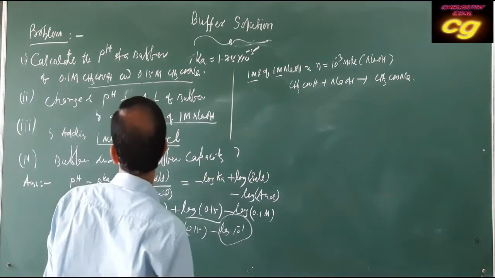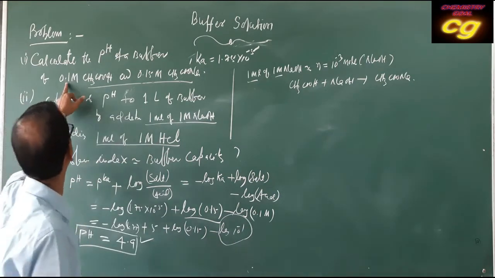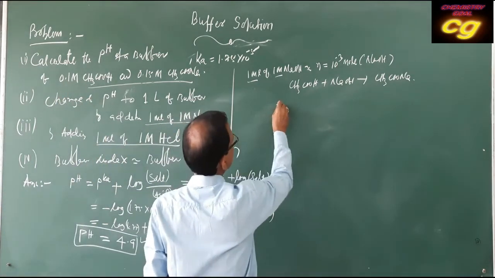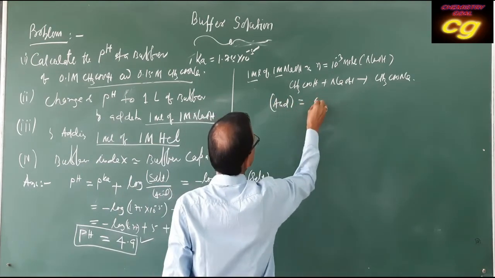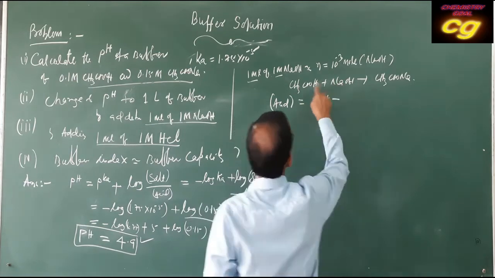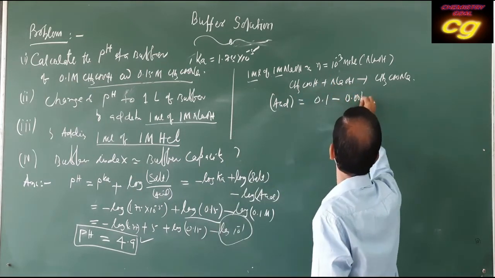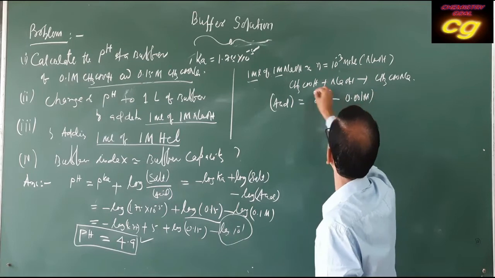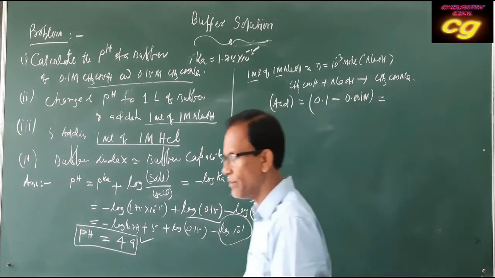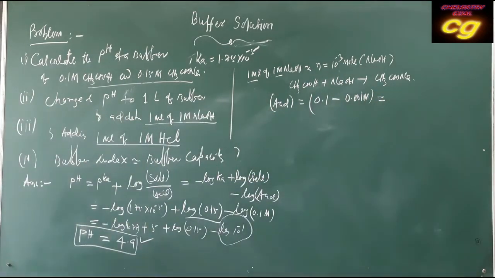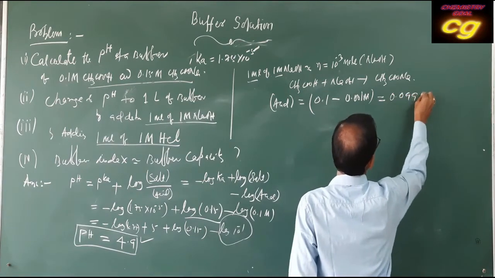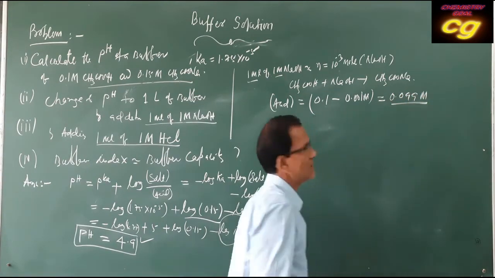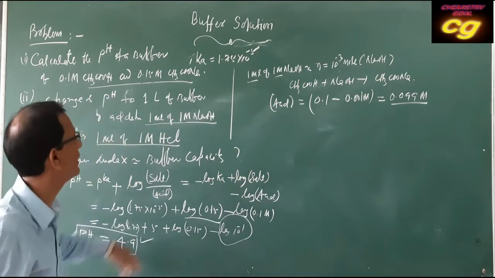Acid concentration is how much? Acid concentration is 0.1. So the acid concentration will be 0.1 minus 0.001 M that will be left. Calculating, that is 0.099 M. This much acid remains after the addition of NaOH.